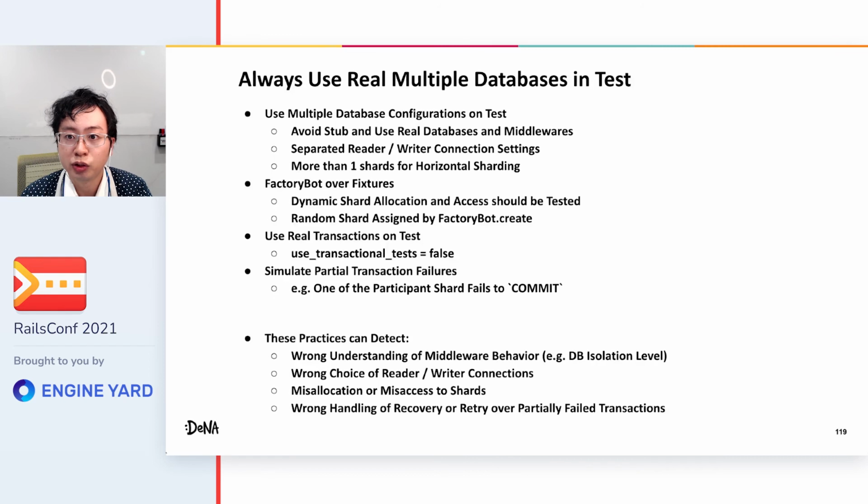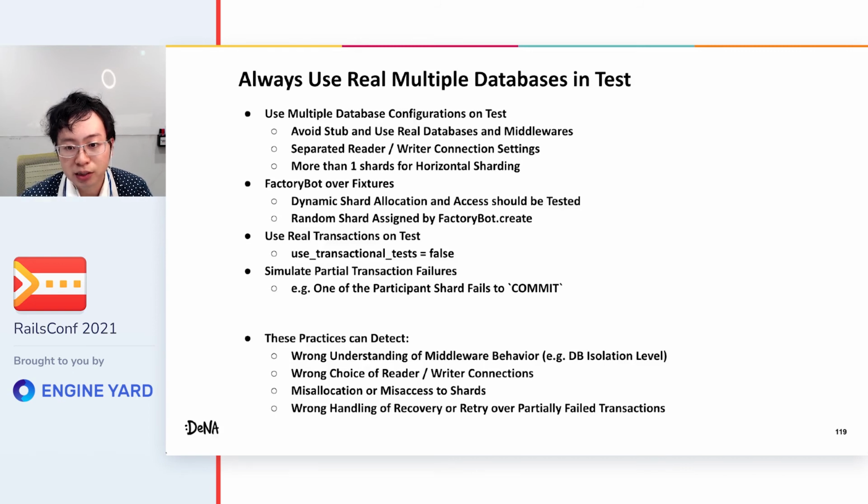The recommendations for using real multiple databases in tests are, first, use real multiple database configurations in tests. Avoid stubs, use real databases and middlewares, and separate reader and writer connections. There should be more than one shard for horizontal sharding. And we prefer factory bot over fixtures because it can test the dynamic shard allocation and access. We also recommend using real transactions in tests by setting the config. And we also simulate partial transaction failures.